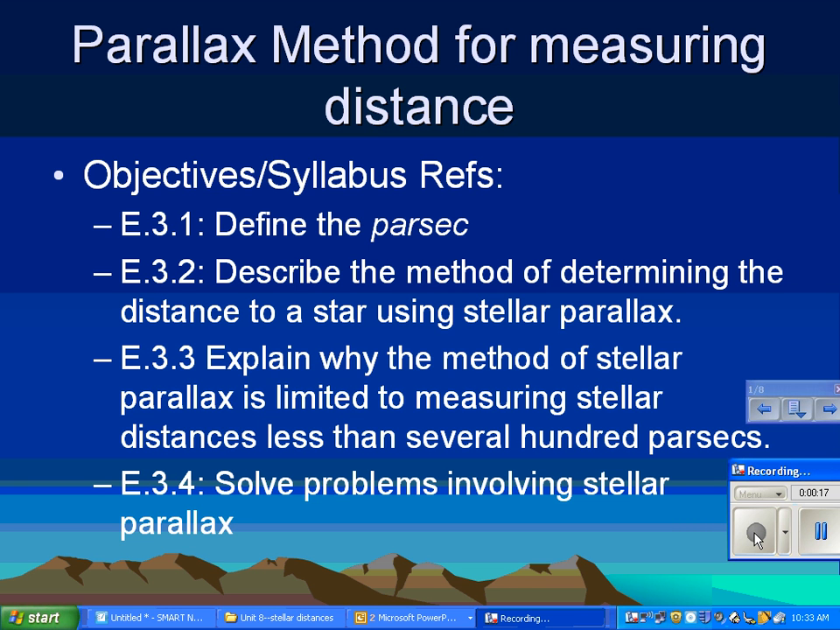You should be able to explain why the method of parallax is limited to measuring stellar distances less than several hundred parsecs. You should have an understanding of why that is true. And finally, you should be able to solve problems involving parallax. It's relatively simple once we get into it, so let's get into it.